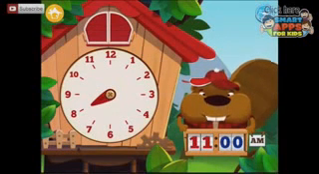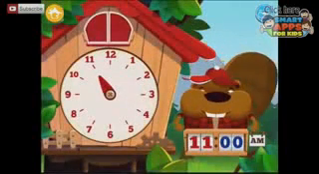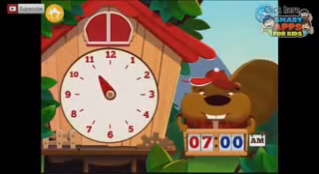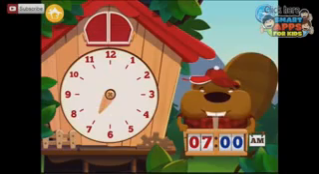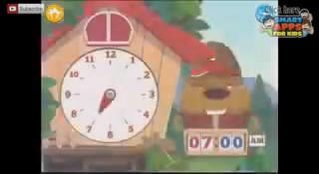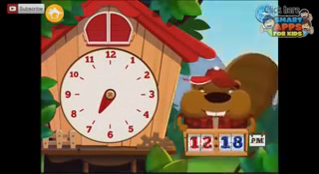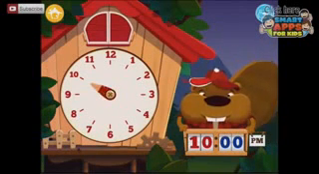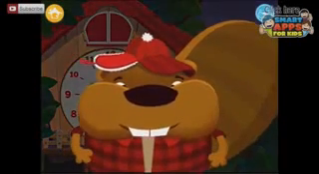Set the hour to 8 o'clock p.m. Around to the 8. Set the hour to 11 o'clock a.m. And to the 11. Set the hour to 7 o'clock a.m. And 7. Set the hour to 10 o'clock p.m. Well done. We're ready to play with the big hand.